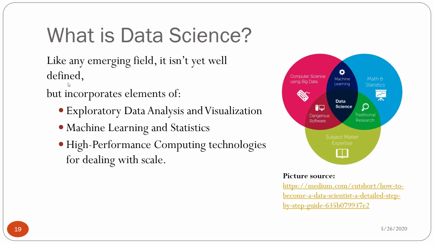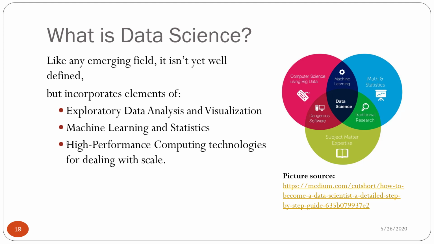But what we know for sure is that data science has different components in it. What are the different elements or components? We have exploratory data analysis and visualization. You have machine learning and statistics. You will have high performance computing. Well, you can go on. There are only three components? I can add databases as well, right? That's the reason I said that this definition is very open.